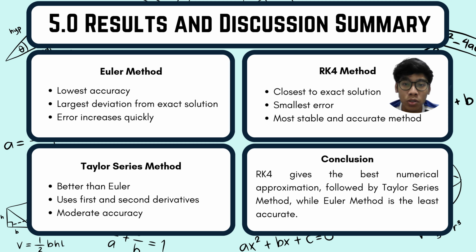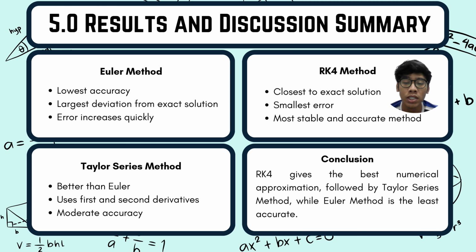First, the Euler method uses only the initial slope at each step, resulting in the lowest accuracy and the largest deviation from the exact solution. The Taylor series method, second order, includes both the first and second derivatives, improving accuracy by considering the curvature of the solution. Runge-Kutta fourth order, RK4, uses intermediate slope evaluations and provides the highest accuracy among all methods.